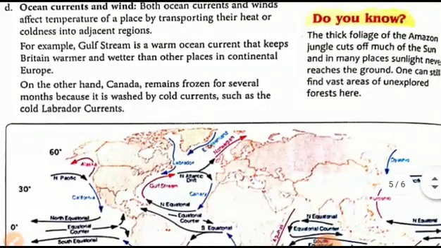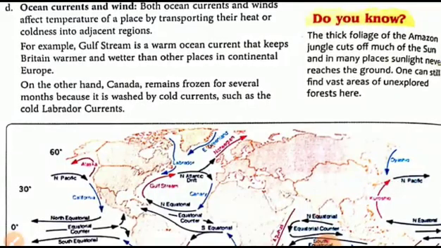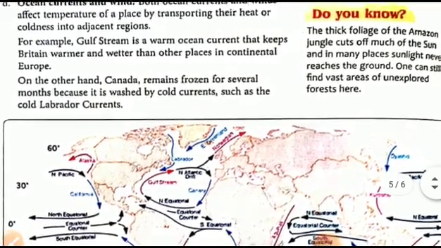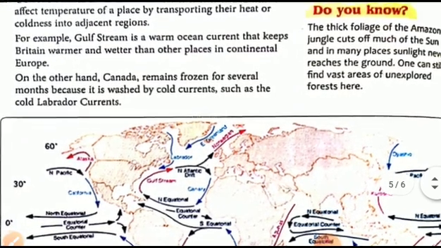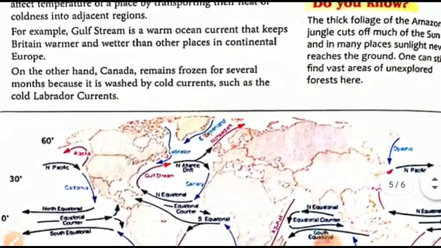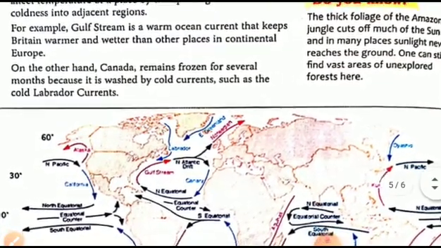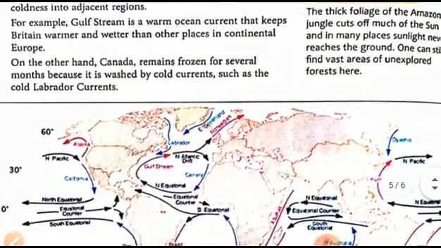On the other hand, Canada remains frozen, very cold for several months because it is washed by cold currents such as the cold Labrador current. So the cold current which is coming from the upper part will occupy Canada, and that's why it remains frozen for several months.